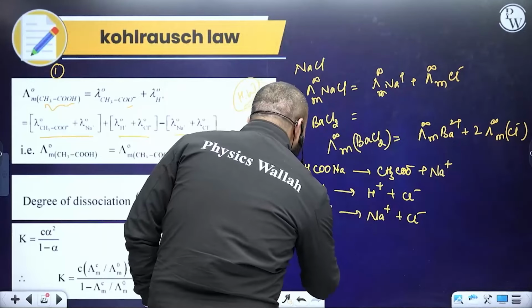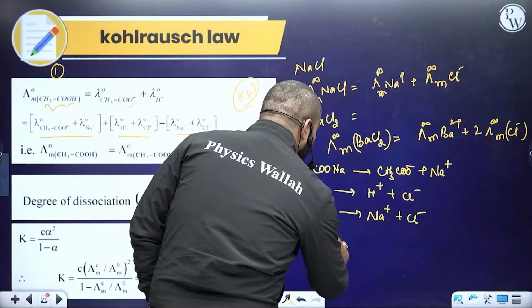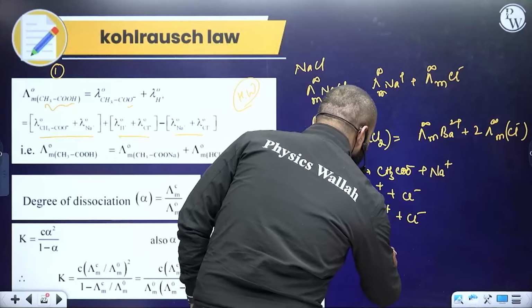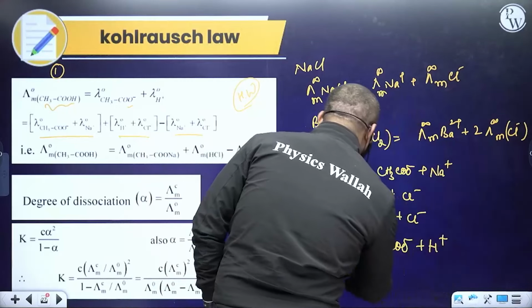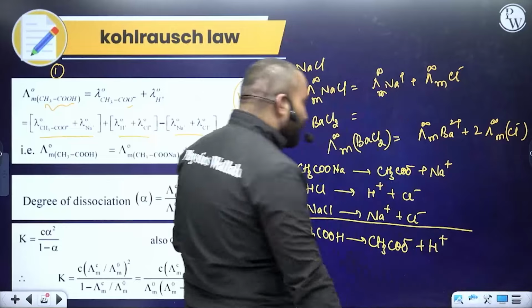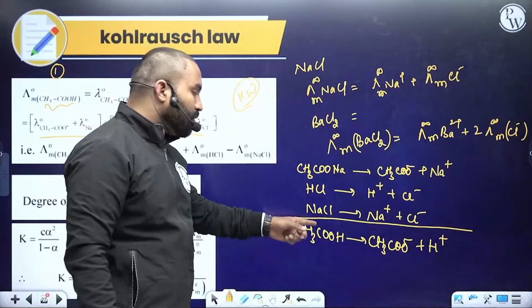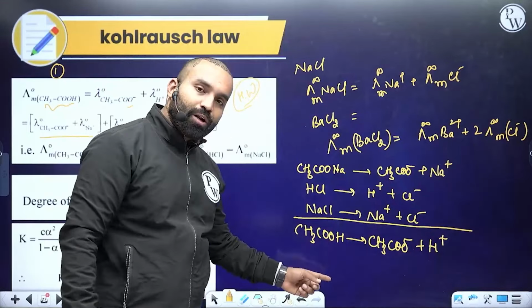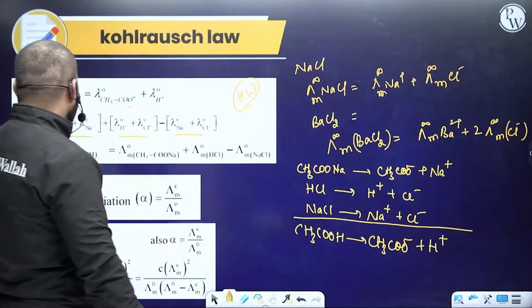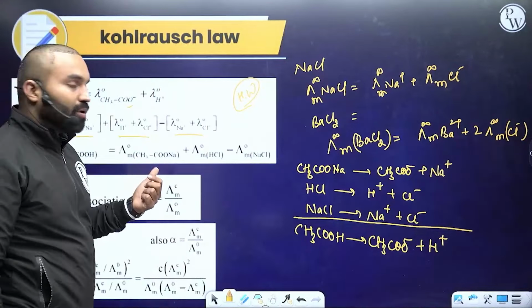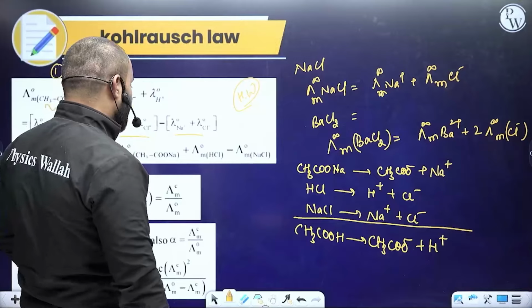But what I am looking for is acetic acid dissociating to produce acetate ion and H plus. With the help of these top three equations, I want you to manage to get the fourth one, and apply the same logic on their molar conduction also at infinite dilution.